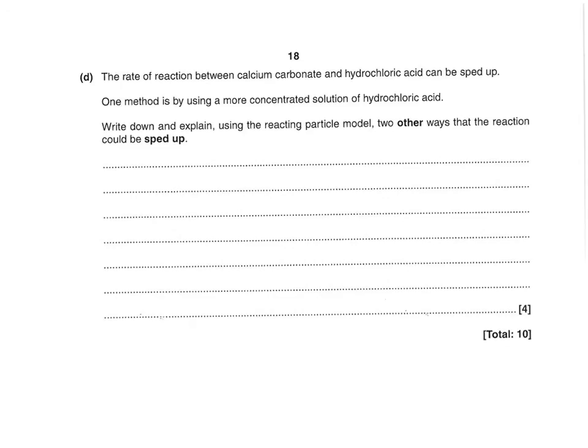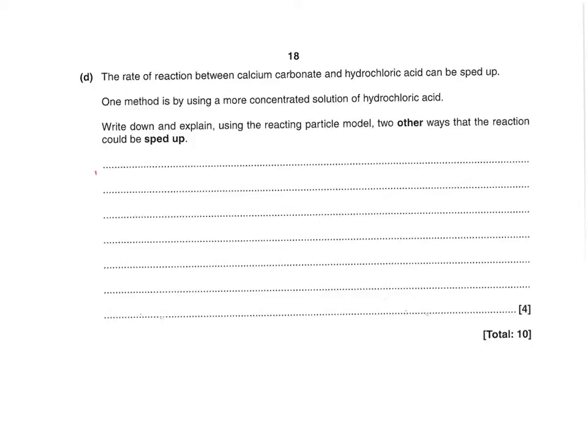The rate of reaction between calcium carbonate and hydrochloric acid can be sped up. One method is by using a more concentrated solution of hydrochloric acid. Write down and explain using the reactant particle model 2 other ways that the reaction could be sped up. So this is worth 4 marks. So they've told you that you can use a more concentrated solution.